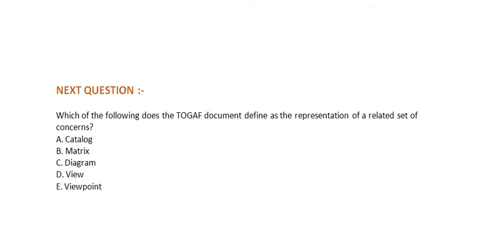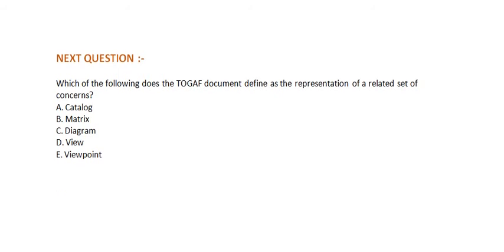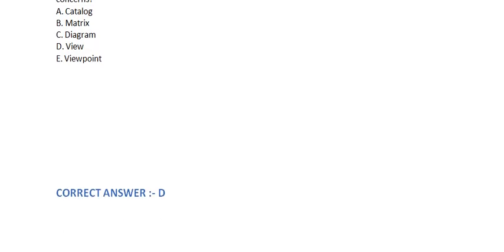Next question is, which of the following does the TOGAF document define as the representation of a related set of concerns? Option A, catalog. Option B, matrix. Option C, diagram. Option D, view. And option E, viewpoint. The correct answer is option D.